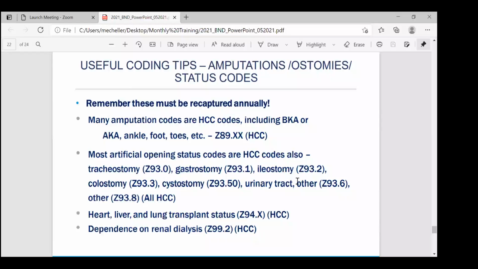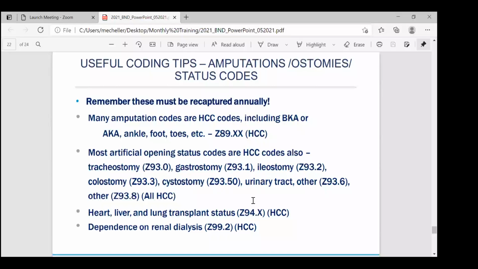I know we get in our heads as billers and coders that Z codes are not on the model, but there are Z codes for certain conditions that do appear on the model, and they will risk adjust. So just understand that we should have status codes included in documentation where it is supported and applicable to the patient's condition.